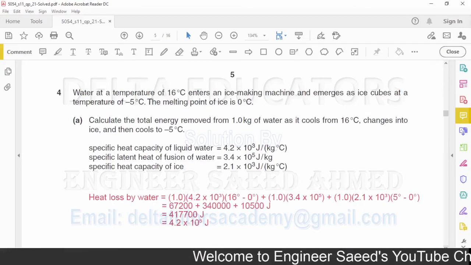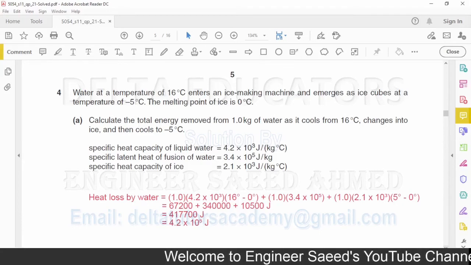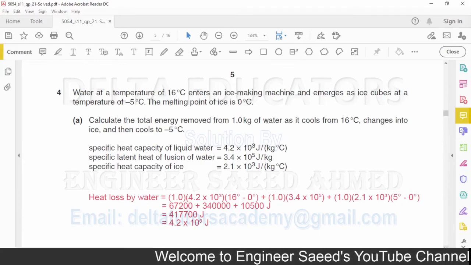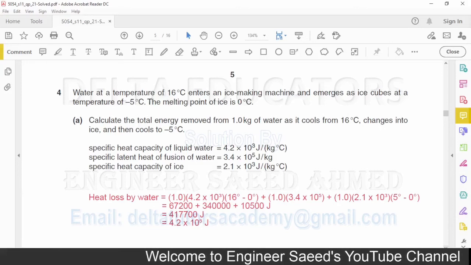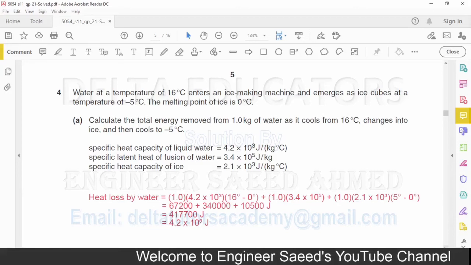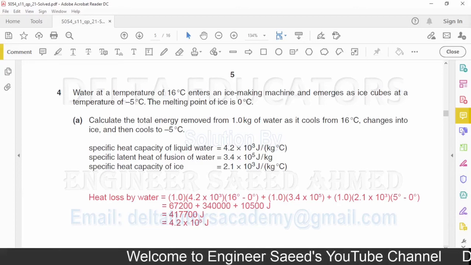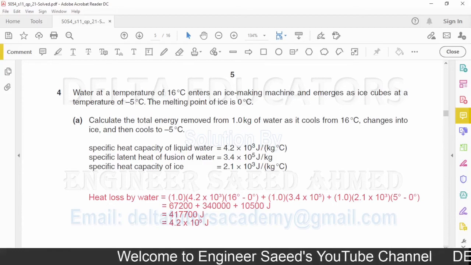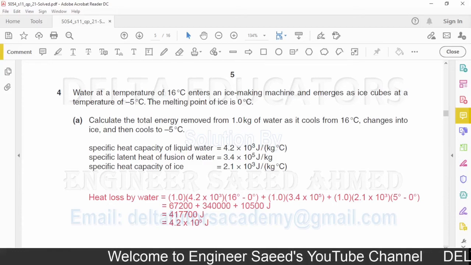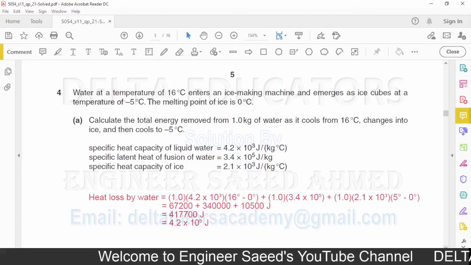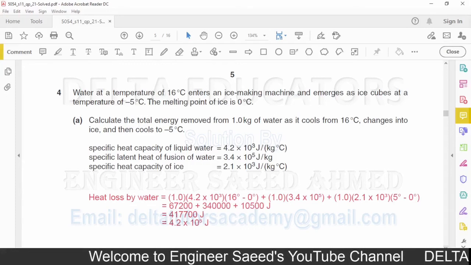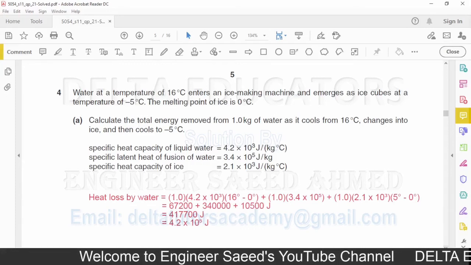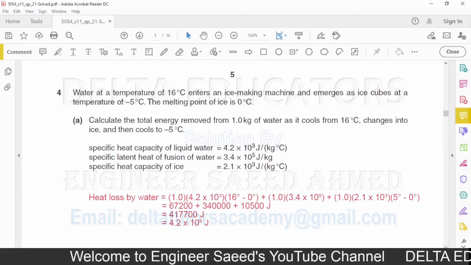Question number 4. Water at a temperature of 16 degrees centigrade enters an ice making machine and emerges as ice cube at a temperature of -5 degrees centigrade. The melting point of ice is 0 degrees centigrade. Part A. Calculate the total energy removed from 1 kilogram of water as it cools from 16 degrees centigrade, changes into ice and then cools to -5 degrees centigrade.